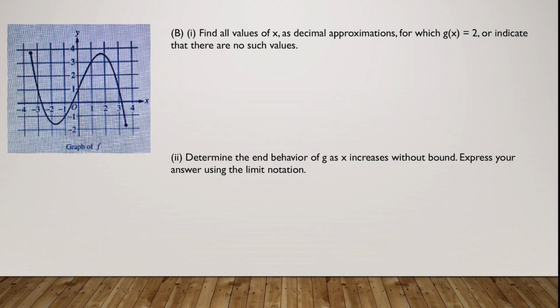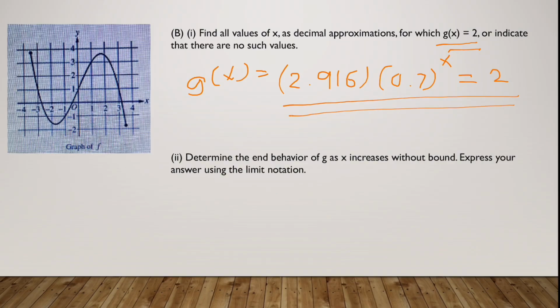Find all values of x as decimal approximations for which g of x is equal to 2 or indicate that there are no such values. Now, we know that the function g of x is a very complicated function. It is not complicated, but it has decimal places. I think it was 2.916 times 0.7 to the power x. And if you want this to be 2, then you'll have to do a bunch of calculations and logarithms first to get x in the base and then use the calculator again and stuff like that. So whenever you look at this, understand that you will have to use a calculator immediately.